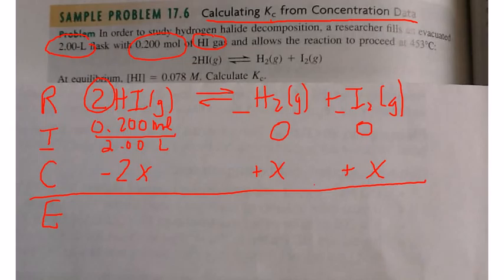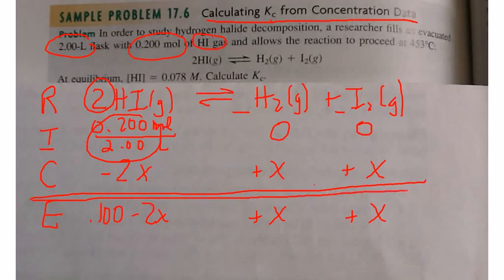And we can easily see that 0.2 divided by 2 simplifies to 0.100 molar. So 0.100 molar minus 2x at equilibrium. And at equilibrium, this is 0 plus x, which is just x. And this is 0 plus x, which is just x. This line right here that I drew is sort of the summation. At equilibrium, where are these concentrations going to be?